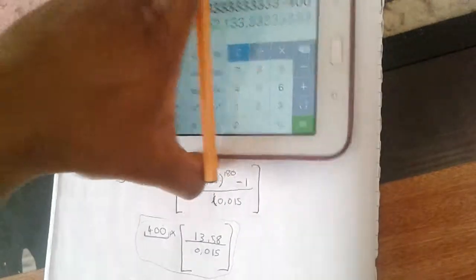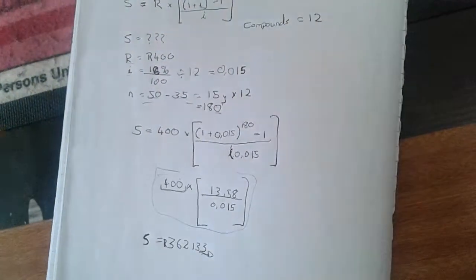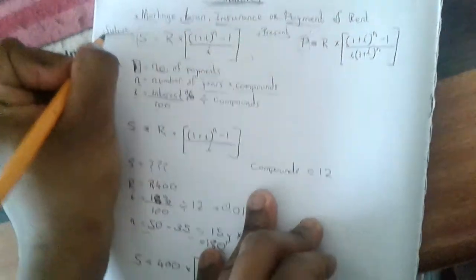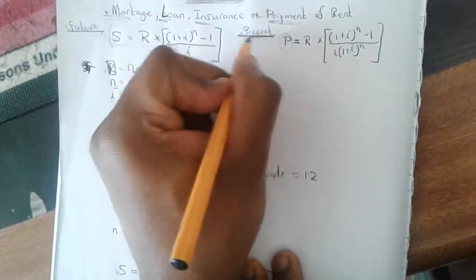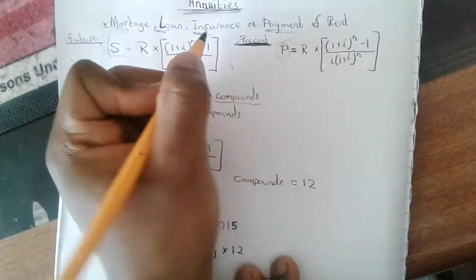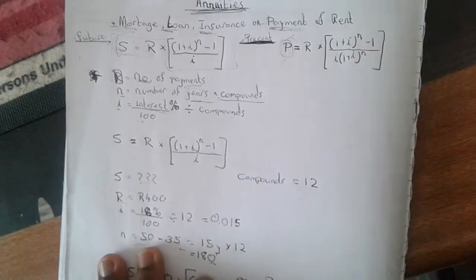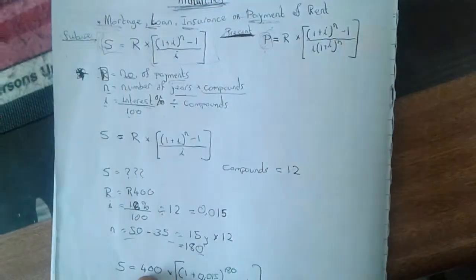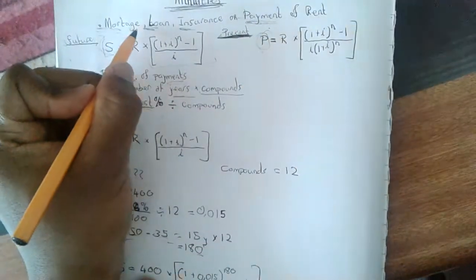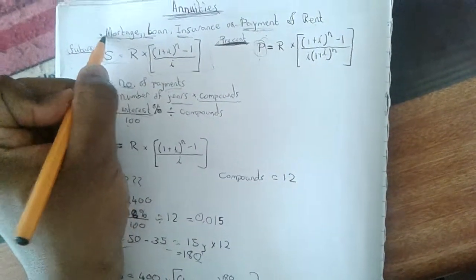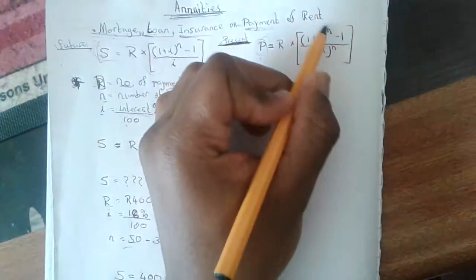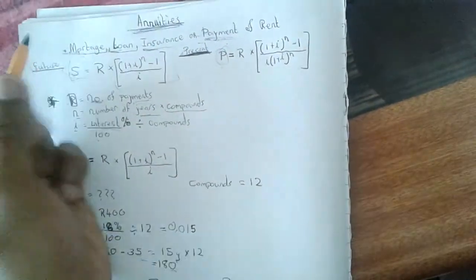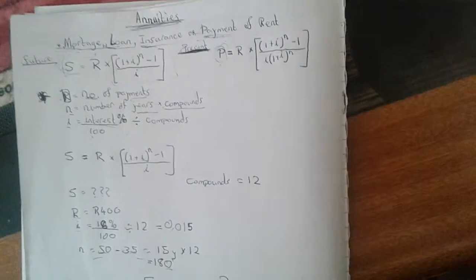That's just about it regarding annuity. All I want you to be careful with is whether they are asking for the future value or the present value. The question will be clear. Please be careful, because it looks so much like compound interest, but check if it's mortgage, loan, insurance, or payment of rent. If it's any one of these, you calculate it using annuity. If not, then it's compound interest.